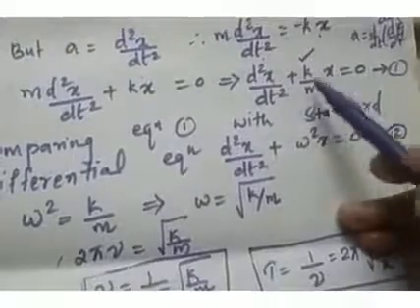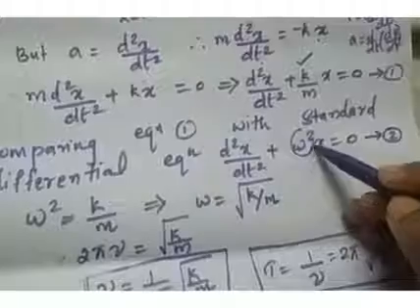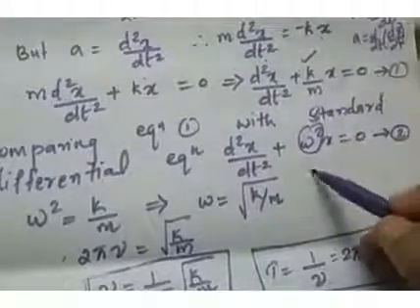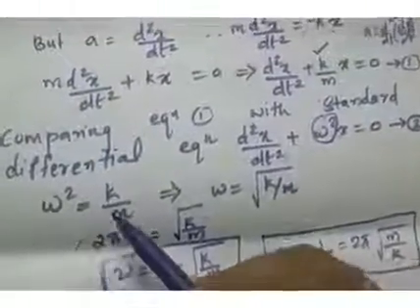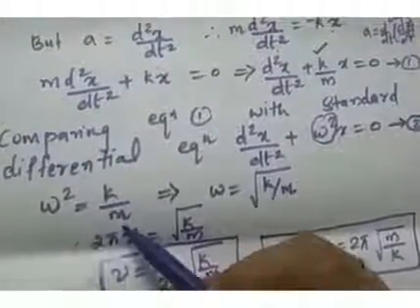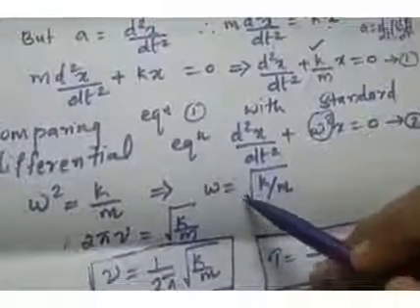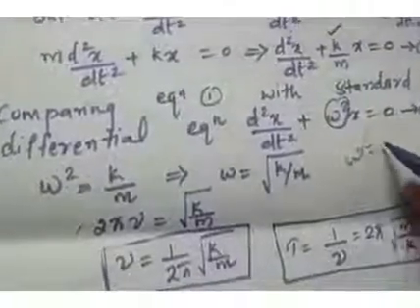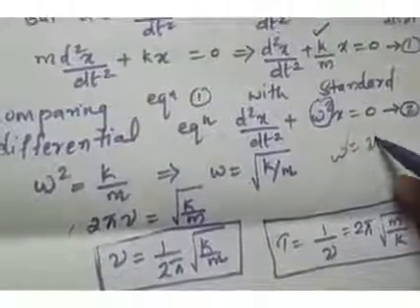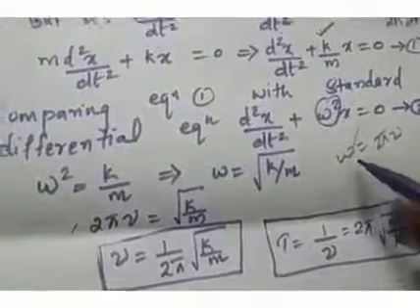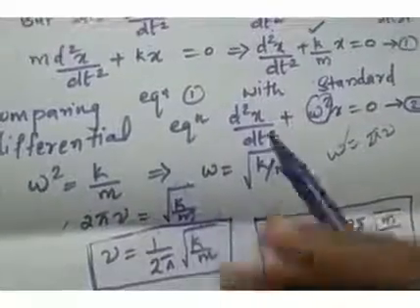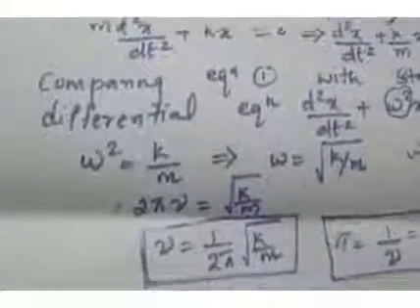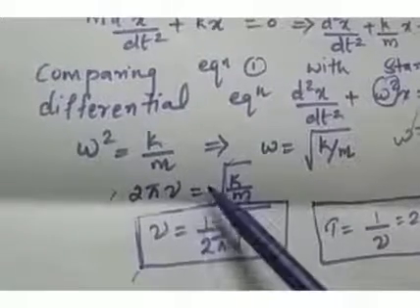When you compare these two equations, instead of omega square, here we have k by m. So we can equate omega square is equal to k by m. That is written here, omega square equal to k by m. Therefore omega is equal to square root of k by m. And we know that omega is angular frequency and it is related to linear frequency nu by the relation omega equal to 2 pi nu. So 2 pi nu is equal to square root of k by m, and from this nu equal to 1 by 2 pi.